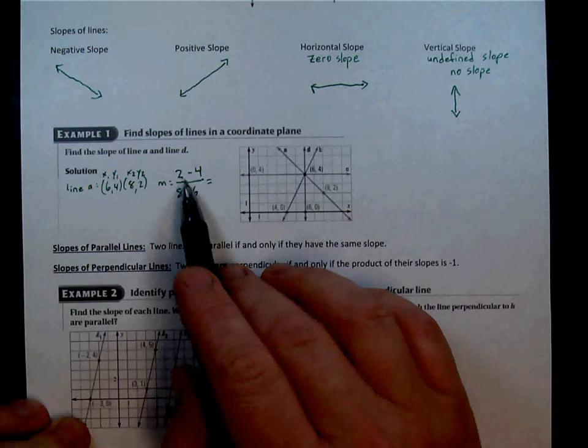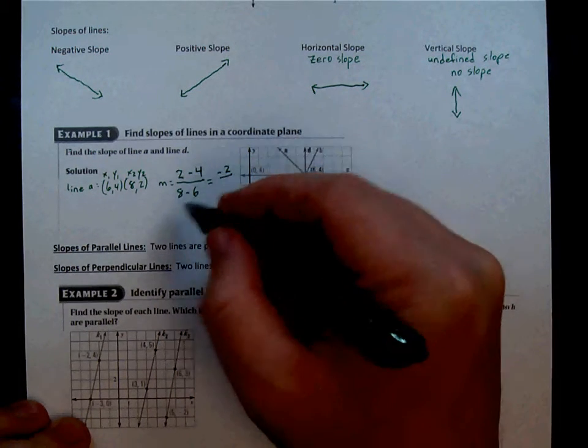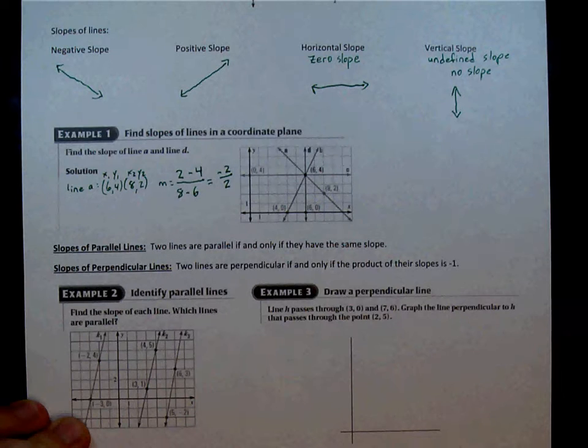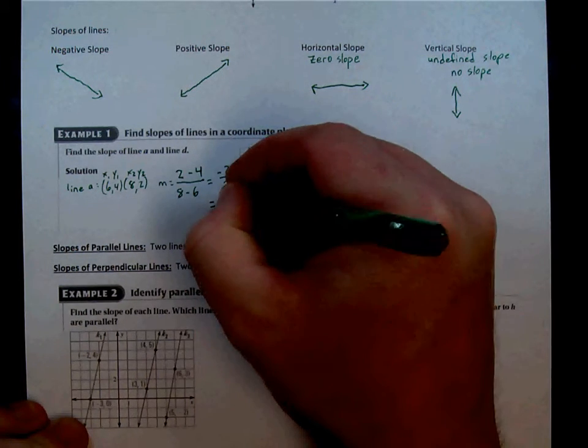And now we can do this problem. Numerator, 2 minus 4 is negative 2. And the denominator, 8 minus 6 is positive 2. Now I can simplify that fraction. It is a negative over a positive, so in total it's negative. And 2 over 2 is equal to 1, so I would call this negative 1. That would be the slope of line A.